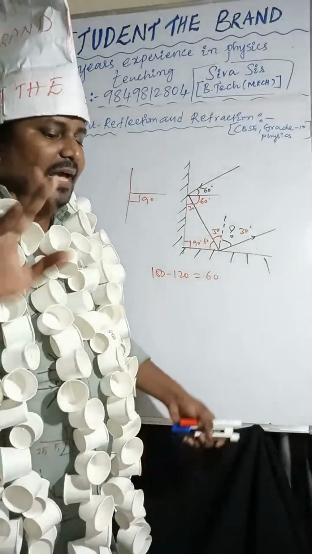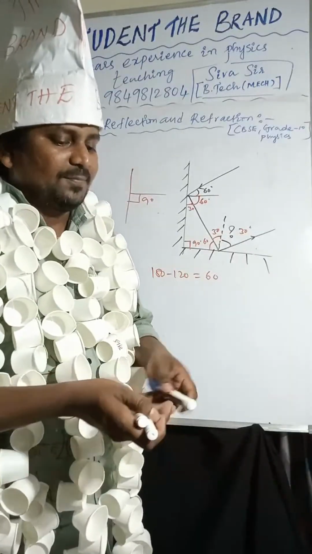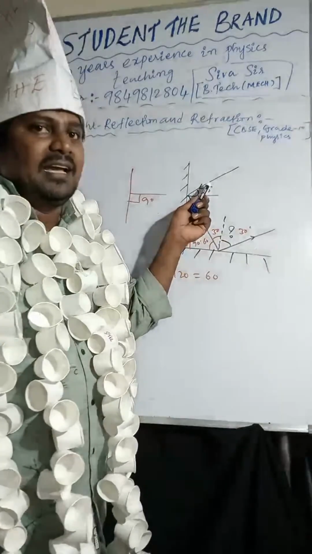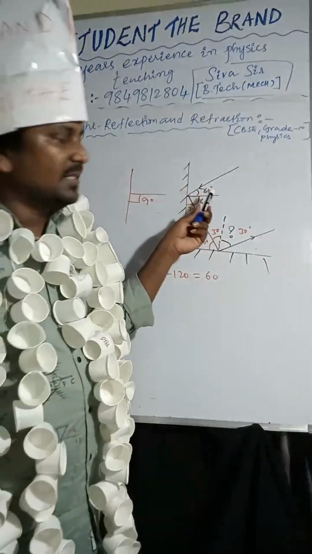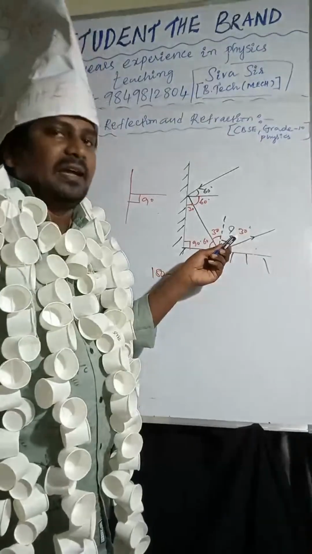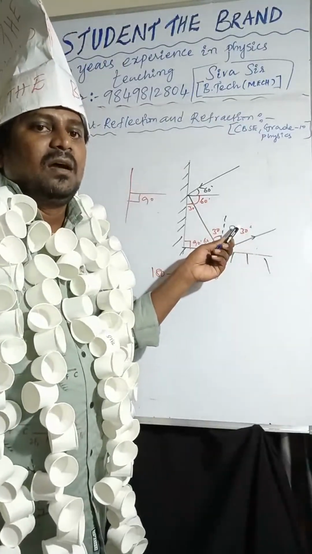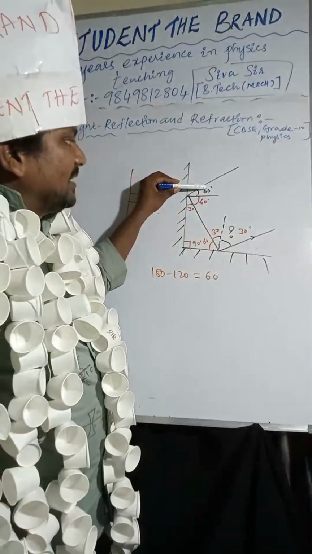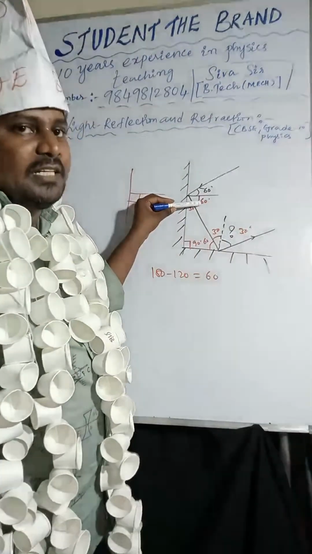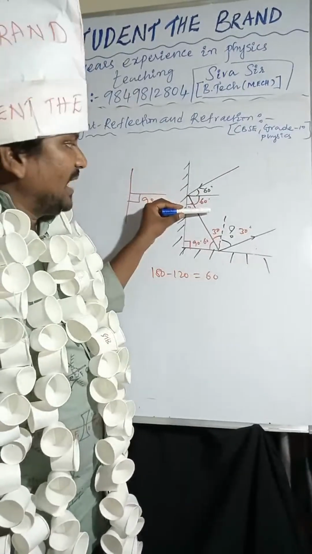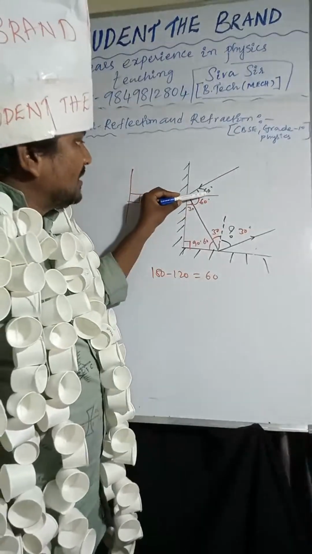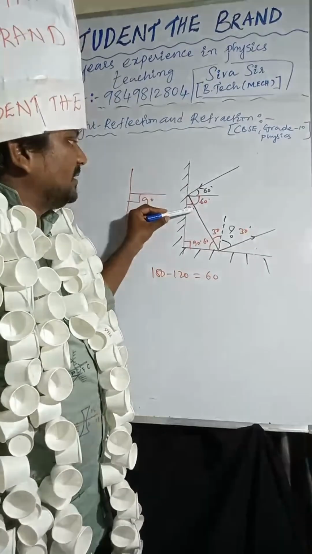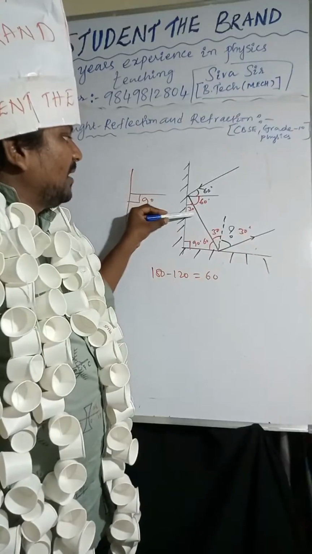That's enough. I'll explain once again. Listen carefully. They have given this angle, and we need to find this angle. How to find it? Here you can see the angle of incidence is 60 degrees, so the angle of reflection is also 60 degrees. Angle of incidence 60, angle of reflection also 60. So from here to here it makes 90 degrees. 60 plus 30 is 90, so the remaining here is 30.